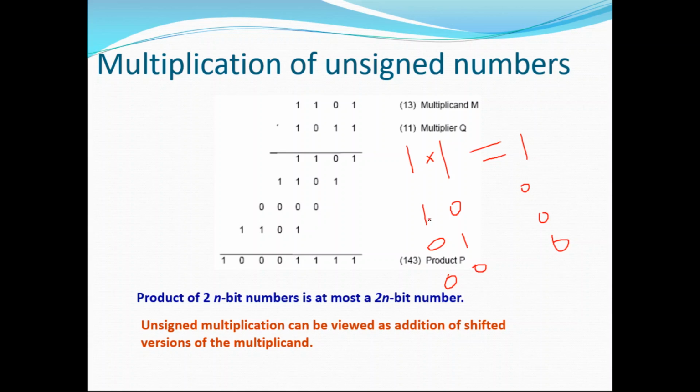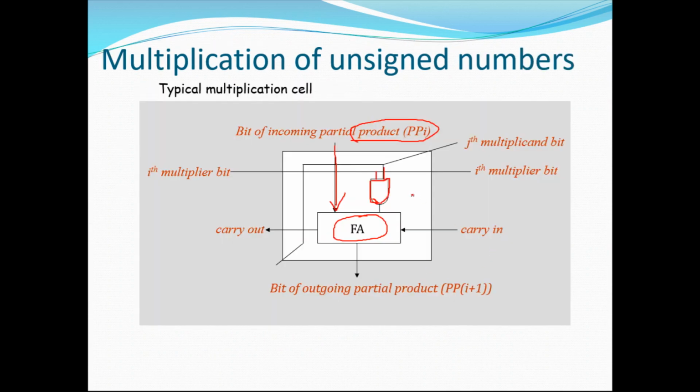1 into 1 is 1, 1 into 0 is 0, 0 into 1 is 0, 0 into 0 is 0. So why are we using an AND gate here? Because AND gate is equal to multiplication. Every bit of the multiplier should be multiplied with every bit of the multiplicand. So 1 into 1 you got 1, 1 into 0 you got 0, 1 into 1 you got 1. That part is done by this AND gate.